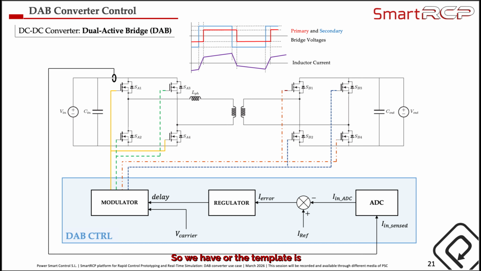The template is comprised of an ADC stage, which will be sensing the real current of the converter. Then that signal will be compared with a reference. That error will be sent to a regulator, and the output of the regulator will modify the delay of the modulator. This modulator is actually a single phase shift. So we will be modifying the shift between the primary and secondary bridge, and then we will obtain this current across the inductor.